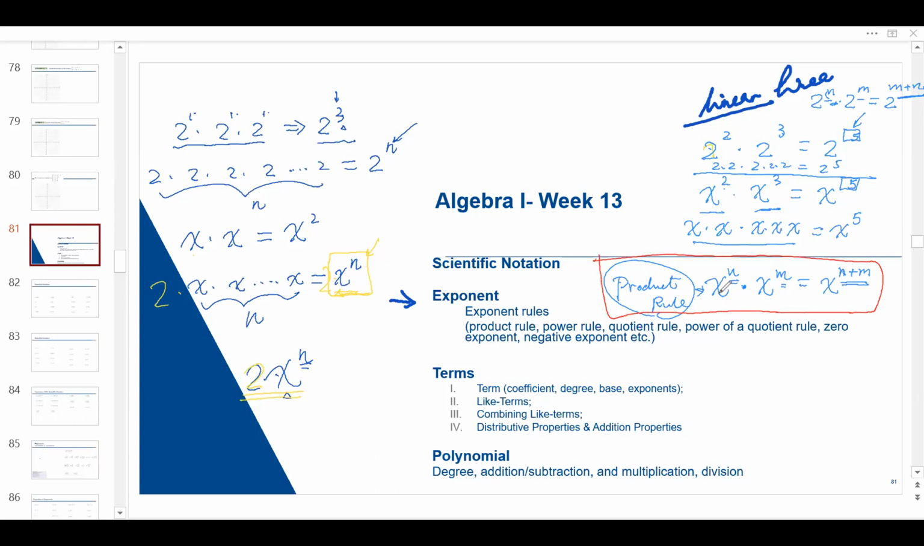You can break it down like this. This is n factors of x multiplied together, times m factors of x multiplied together. So the total is n plus m factors of x multiplied together, right? Okay, all right. So let's say a second example.